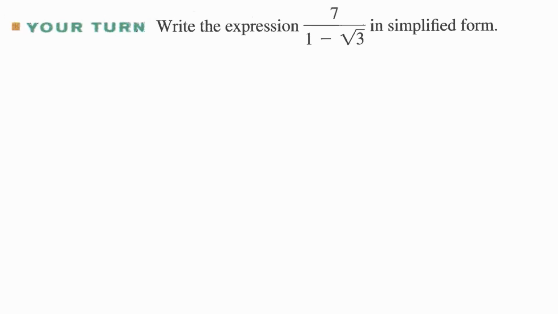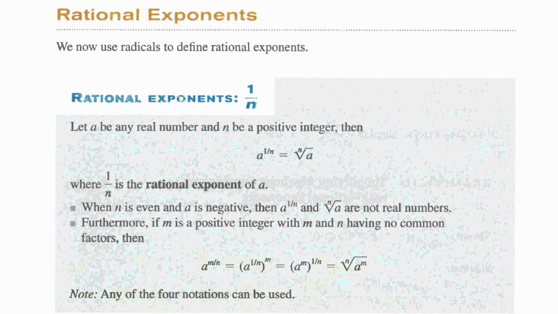All right, see if you can rationalize this expression. And there's your answer. All right, last section we're going to look at is rational exponents. If we have a power that looks like this, 1 over n, that is the nth root. So a to the 1/2 is the same as saying the square root of a. A to the 1/3 is saying the cube root of a. Okay? So then the next step is what happens if you don't just have 1 in the numerator.